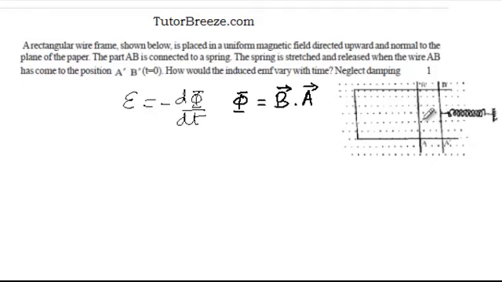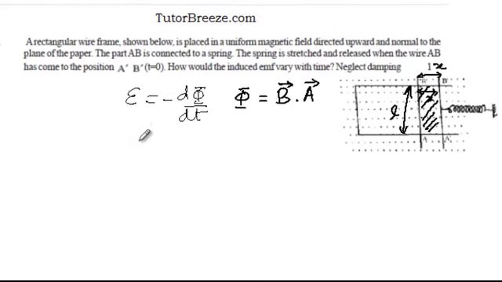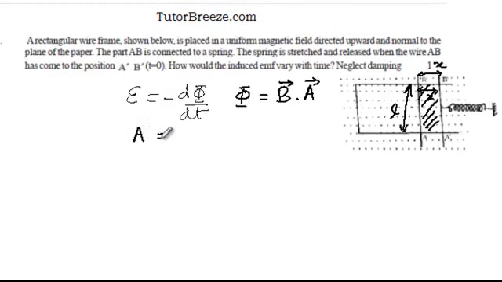Now, as the spring moves, so this wire AB moves and the enclosed area is varying over here. We will represent this enclosed area by L times X, where X is this distance and L is this distance. You can see that L is going to remain constant, but X is going to vary as the spring oscillates. Now the area A is L times X.